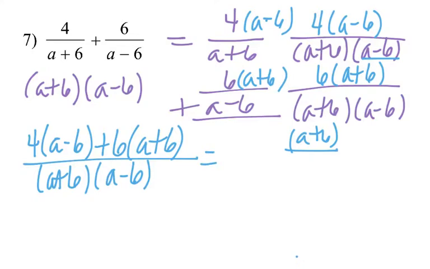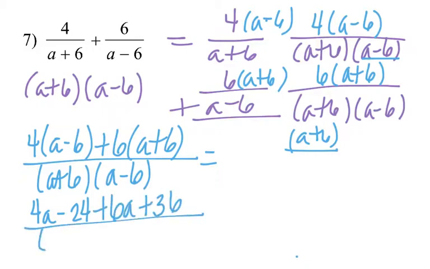Okay, so when we do that, we're going to get 4a minus 24 plus 6a plus 36 over a plus 6, a minus 6. Again, keep your denominator factored.